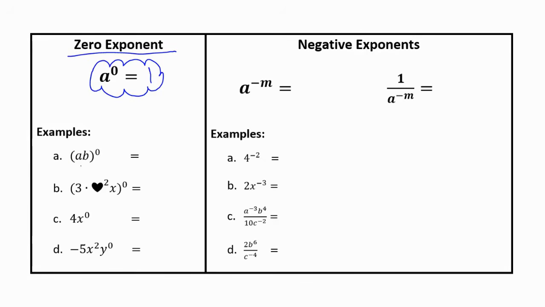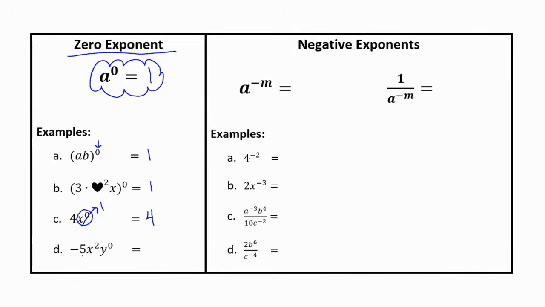Here I have an expression (a times b) raised to the 0 power. The 0 power is on the outside, so this has a value of 1. If I'm looking at example B, here I have (3 times a heart squared with an x), all of that being raised to the 0 power, so it has a value of 1. Here, though, look at C. This is a little different. I have a 4 times x to the 0 power. Well, x to the 0 power, this part of the expression is 1. And then I have to multiply times 4. So that is going to be a 4, because this is essentially 4 times 1.